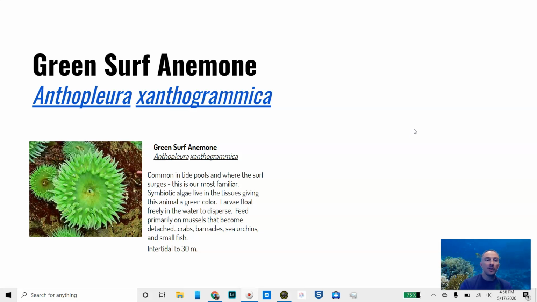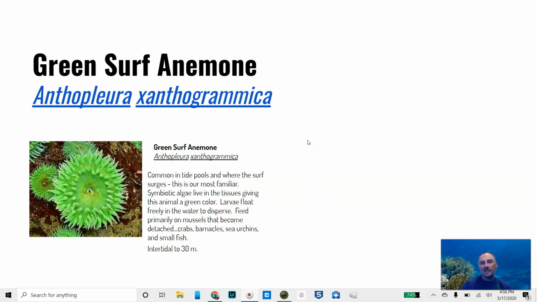So green surf anemone. The scientific name on this one is Anthopleura xanthogrammica. Kind of a cool sounding name, actually. And you can use this all the time because you'll run into this one whenever you're at the beach. Your friends will be like, oh, check it out, Anthopleura xanthogrammica. And they'll be annoyed with you.